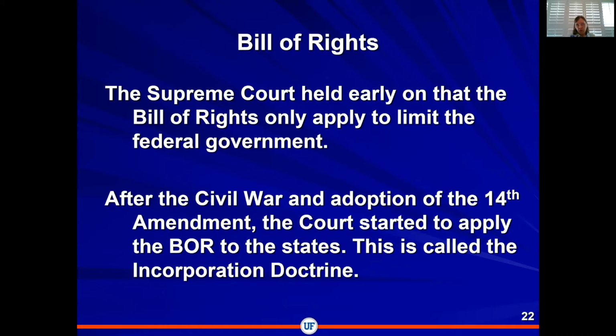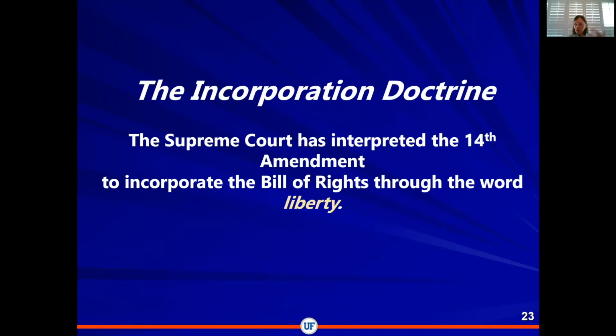And then, of course, the Civil War flipped that trust relationship, so that following the Civil War and adoption of the 14th Amendment, states couldn't be trusted to protect the rights of the newly freed slaves. So the court started incorporating, or applying, the Bill of Rights to the states. And this is what you'll hear in law called the incorporation doctrine. And how is it doing that?